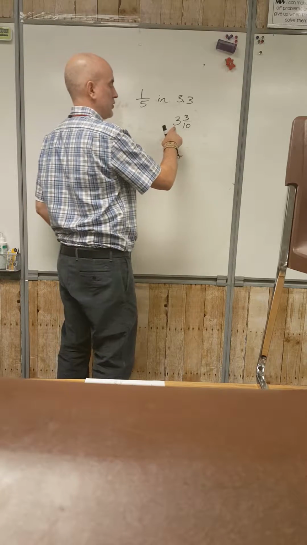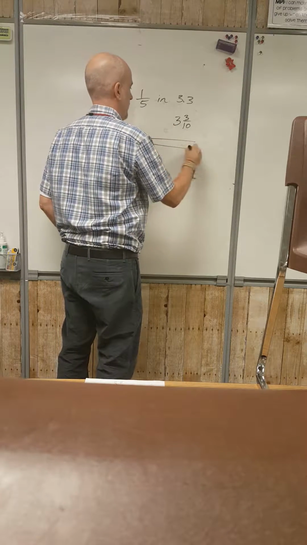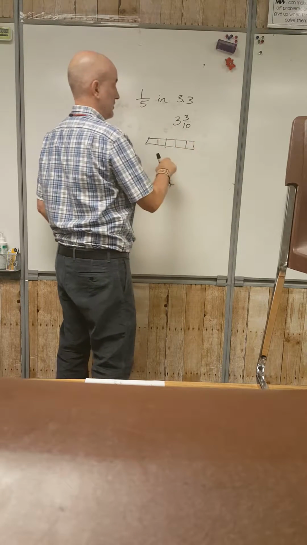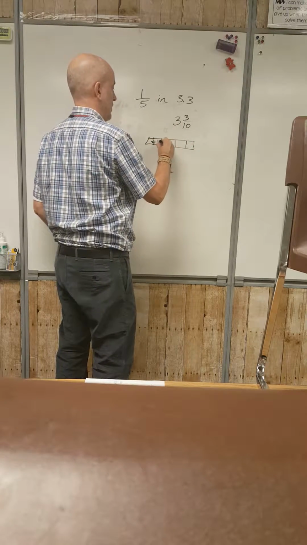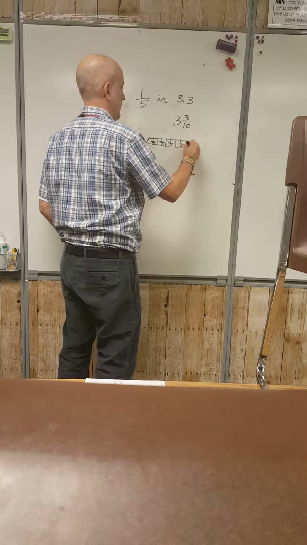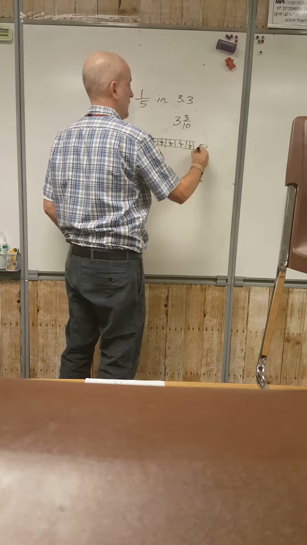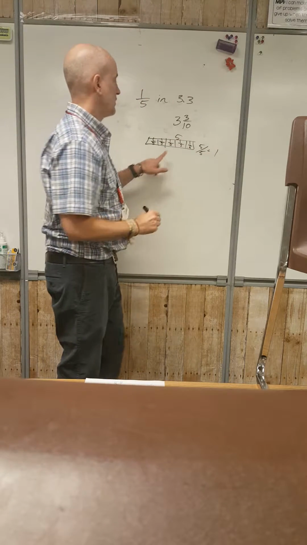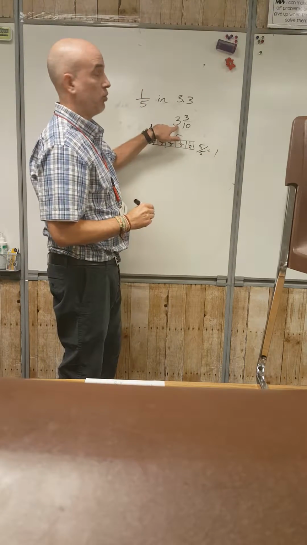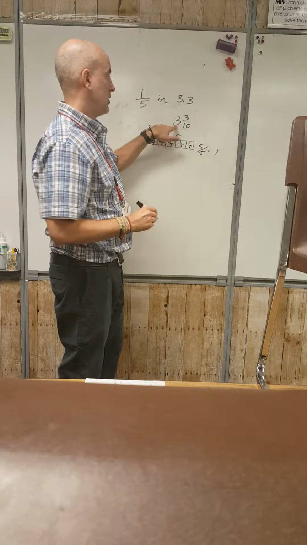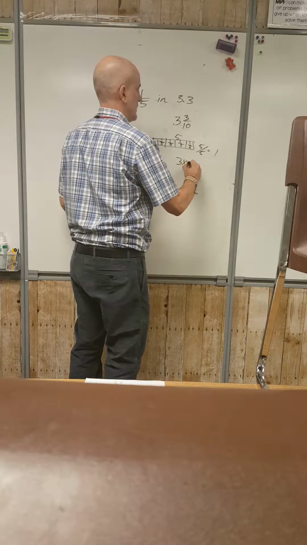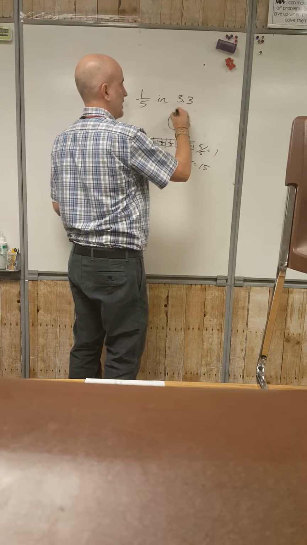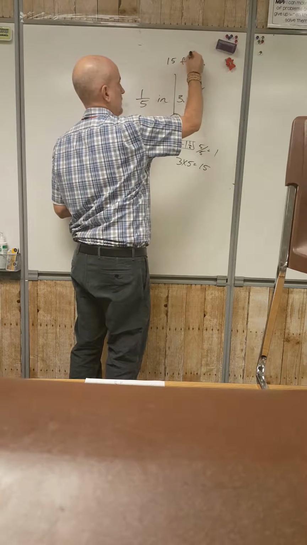So I don't know how many fifths are in 3 3/10. I'm going to start again with the whole number, and I know that if I made one whole into fifths, it would look something like this: 1/5, 1/5, 1/5, 1/5, 1/5. 5 fifths would be the same as one whole. So there are 5 fifths in each of these wholes, and there are 3 of those. So 3 times 5 equals 15. This part right here is 15 fifths.